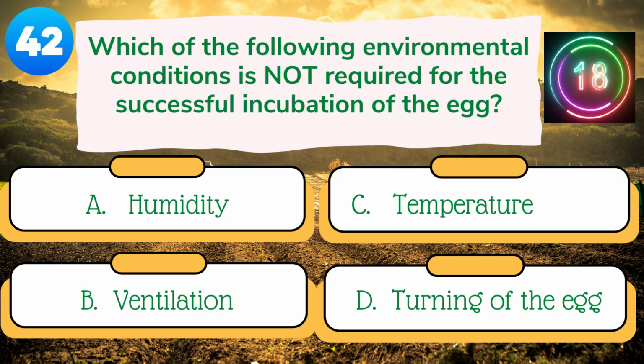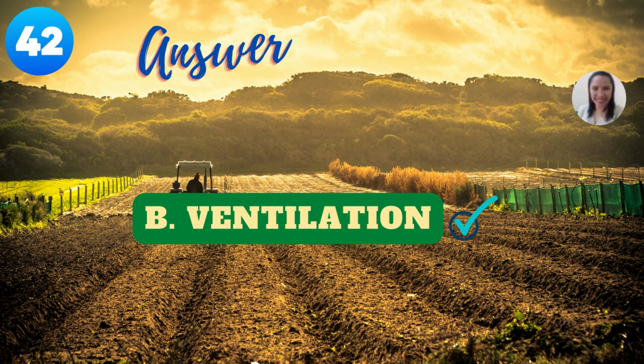Which of the following environmental conditions is not required for the successful incubation of the egg? A. Humidity. B. Ventilation. C. Temperature. D. Turning of egg. The answer is letter B.